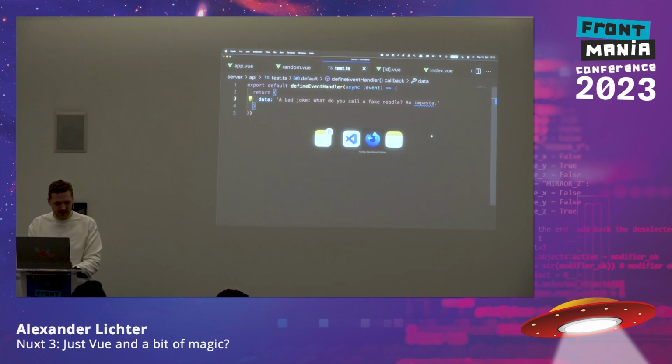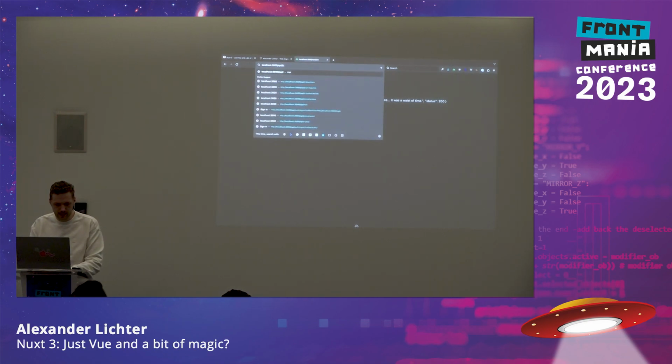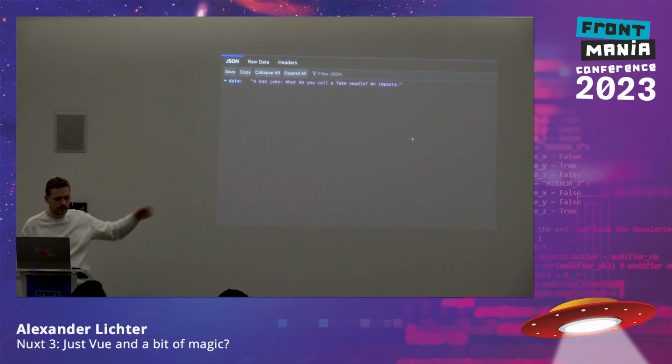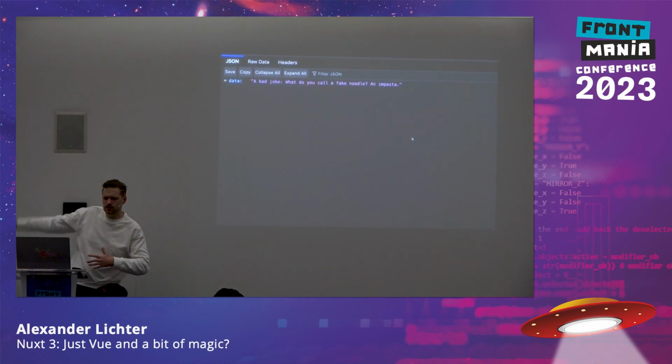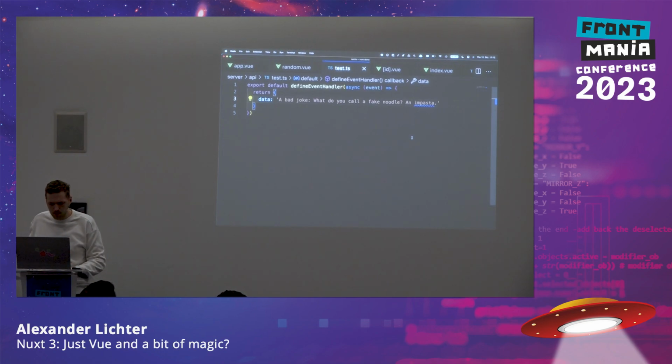Okay, now we have that, and apparently if we now use /api/test in our address bar, we see that bad joke is there. And we don't have to do, I don't know, send the response, stringify it to JSON, whatnot. We just return it as an object. Pretty cool. But what if I tell you there's more?